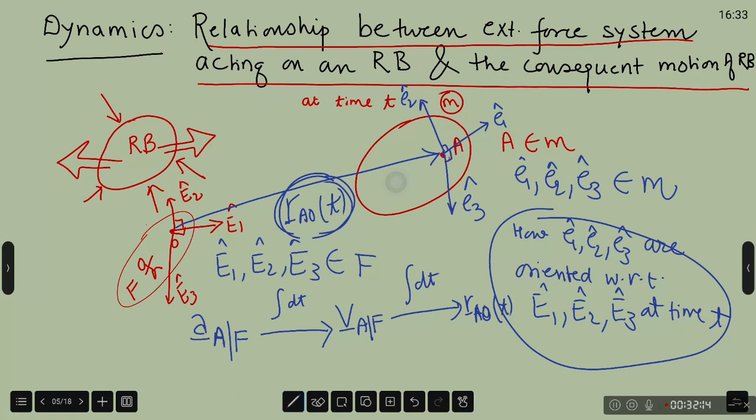So this is the roadmap. If somehow one can tell me acceleration of A, I can find velocity and then I can find RAO. One part can be known like that.